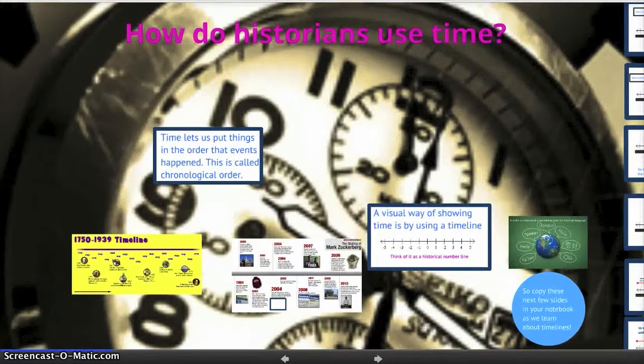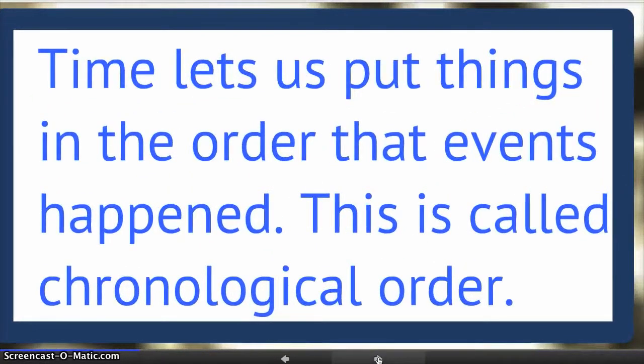All right, so how do historians use time? Well, the major thing that time lets us do is put things in the order that events happened. This is called chronological order. Think of how you use a flow map and put things in the order that it happened. Or when you tell a story, the first thing that happened usually comes first, and the last thing that happened usually comes last. It's the same thing with how historians use time.